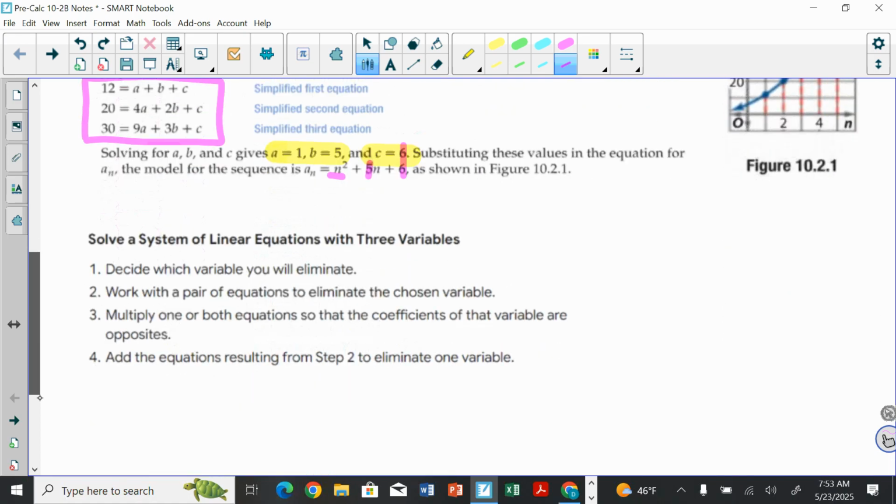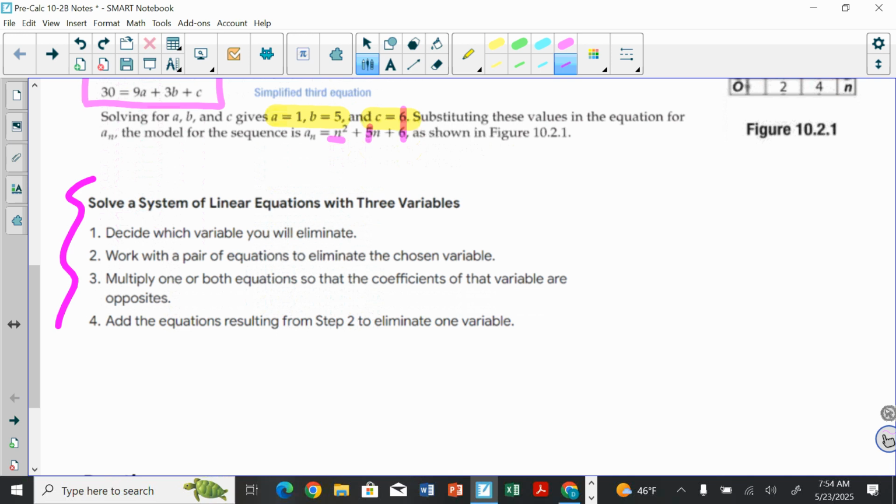Now, just some things that you're going to need to know when we're solving a system of linear equations with 3 variables. That's the hardest part. Once you get the A, B, and C, you just plug them into that quadratic form, and you're good to go. So, solve a system of linear equations with 3 variables.